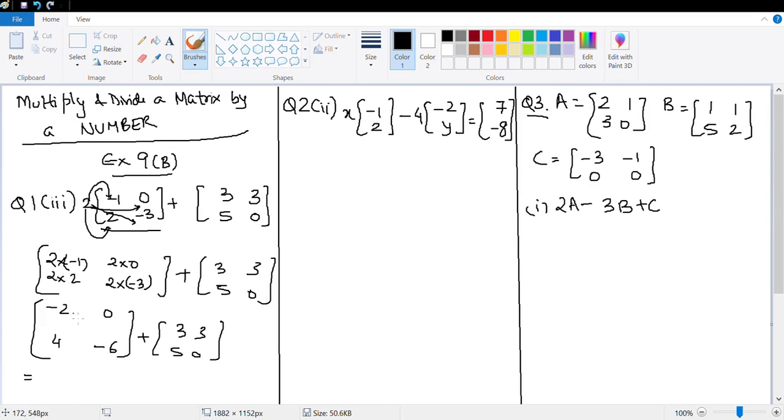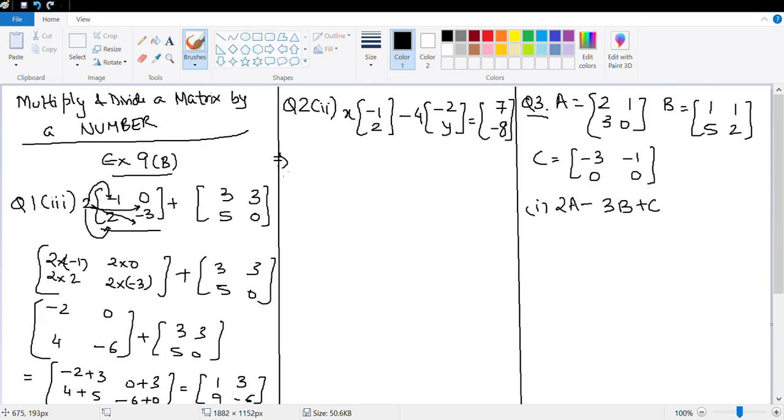I add each element to the corresponding element. So -2 plus 3, 0 plus 3, 4 plus 5, and -6 plus 0. So my answer becomes -2 plus 3 is 1, 0 plus 3 is 3, 4 plus 5 is 9, and -6 plus 0 is -6. So that's my answer. Simple. You multiply the number outside the matrix with each element, and that's exactly what you will do when you're dividing as well. So the next question, please.